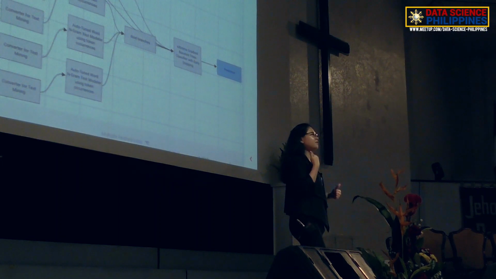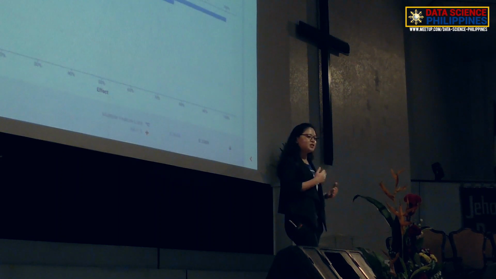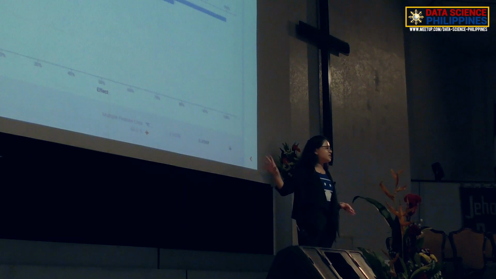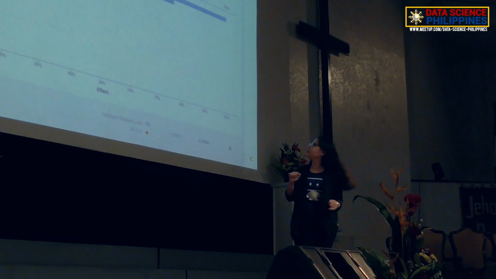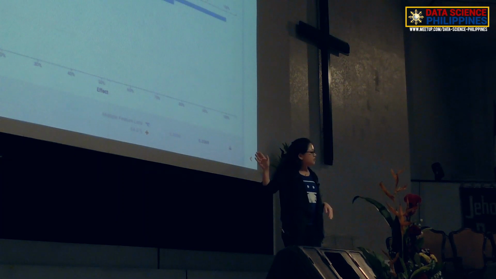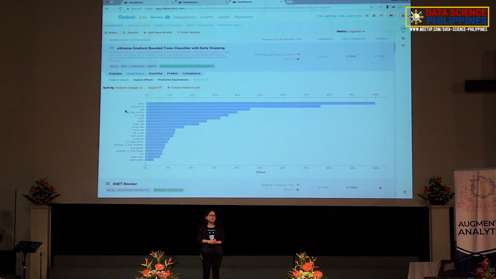That is what we call the feature impact. From the feature impact, this is what it tells us: what are the most important features that the model takes in? In this case, we can see that the description is the most important, followed by the annual income. So description is very important.